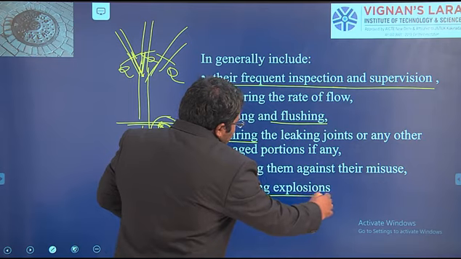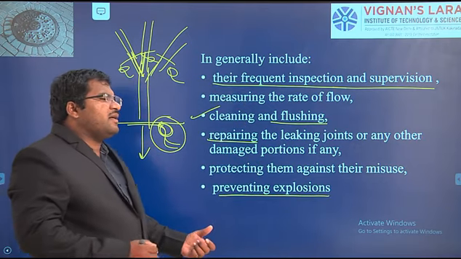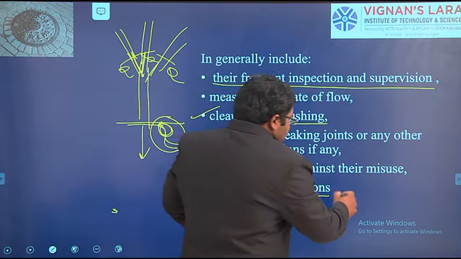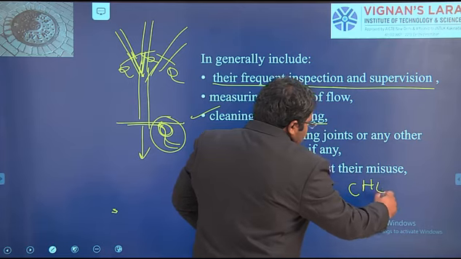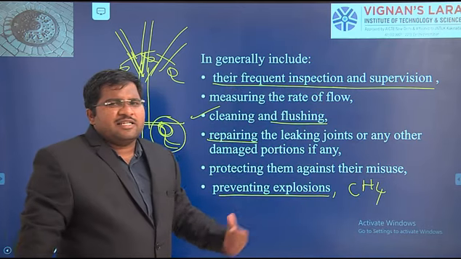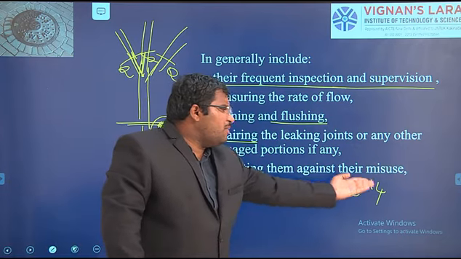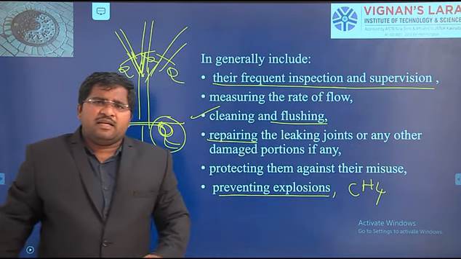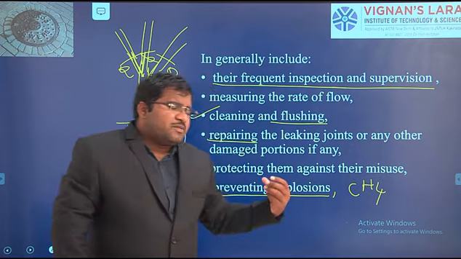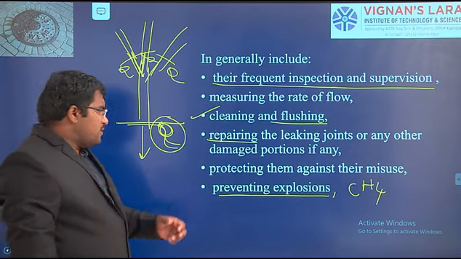Next, preventing explosions. How does an explosion occur? Already told, due to decomposition there will be a chance of generation of methane, CH4. If you do proper maintenance, there won't be any generation of this gas, so the explosions will be minimized.